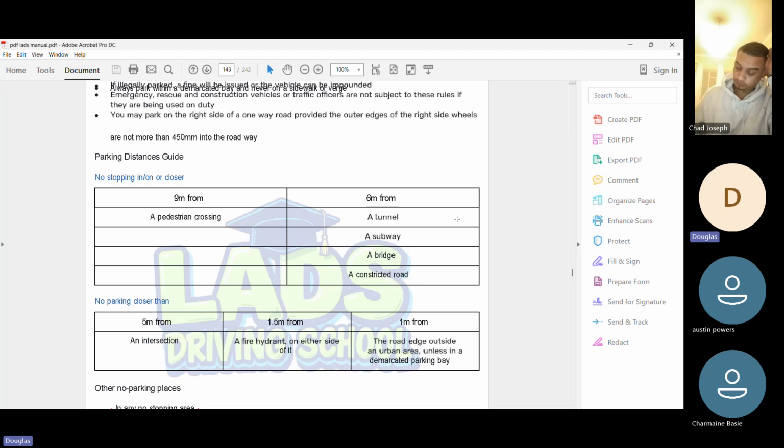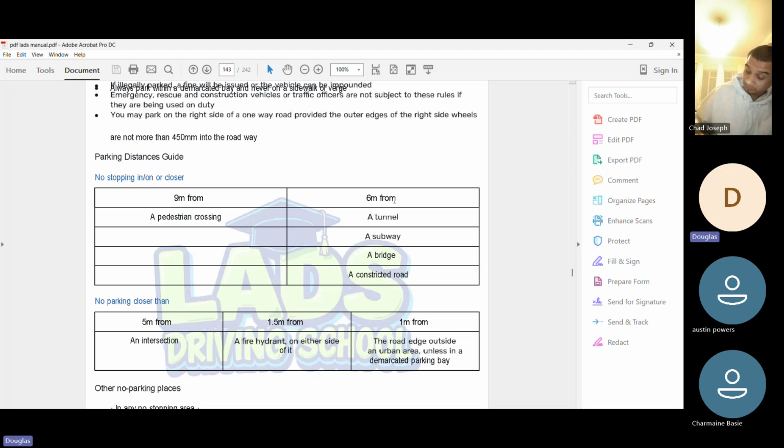You are not allowed to stop or be closer to a tunnel, meaning within 6 meters from a tunnel. You need to only stop after 6 meters after a tunnel. You are not allowed to stop 6 meters to a subway. So meaning if there's a subway, you can only stop after 6 meters. On a bridge, you're not allowed to stop within 6 meters. You need to stop after 6 meters.